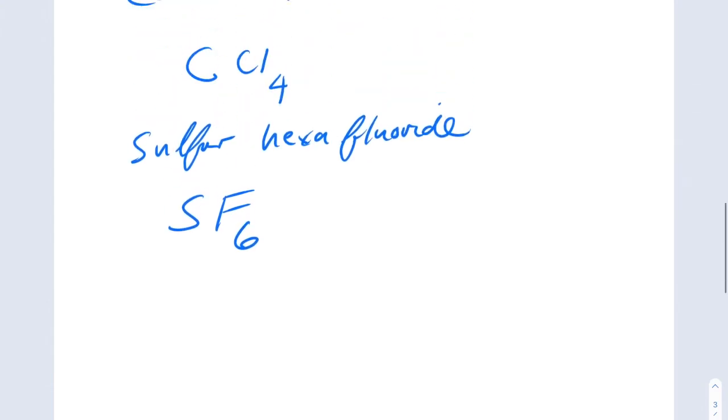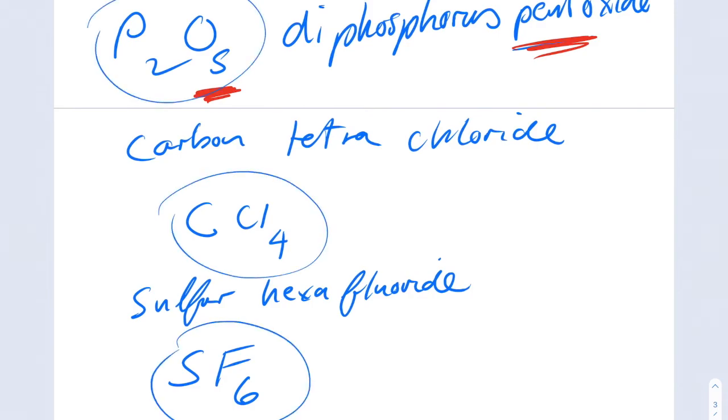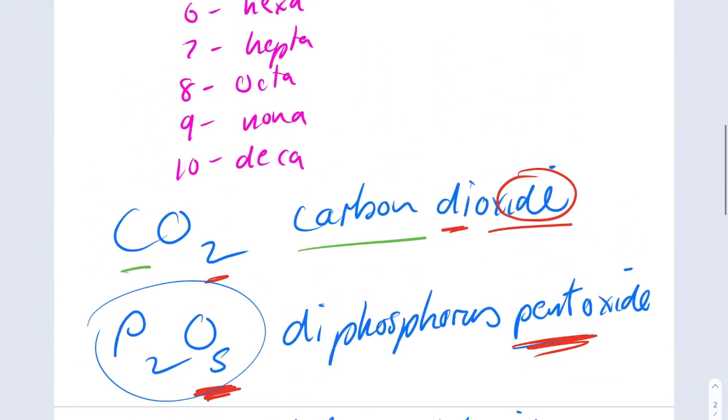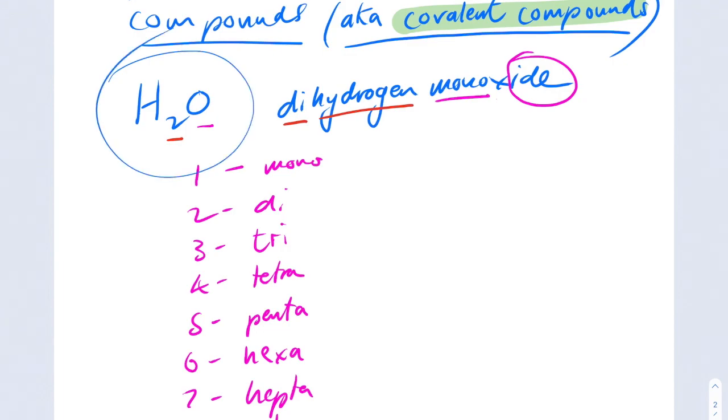When we are starting with the name, we simply look at the name, we look at those prefixes, and that tells us how many of each of those elements are in the molecule. Each of these formulas that we have represent the formula of a molecule. The particles that covalent compounds are made of are molecules, and that's why we call them molecular compounds as well.